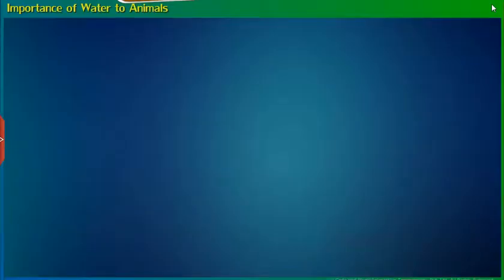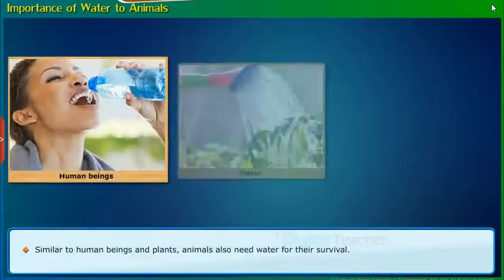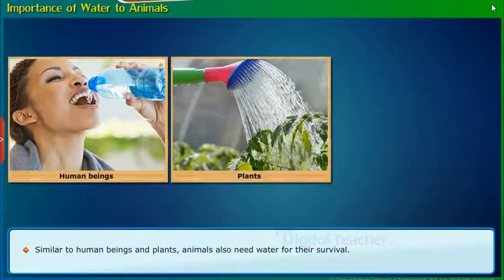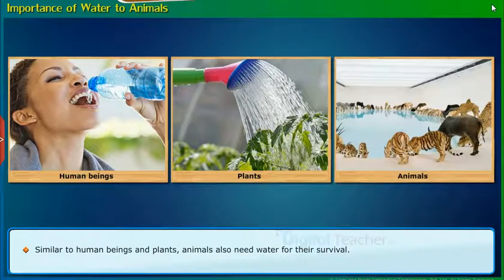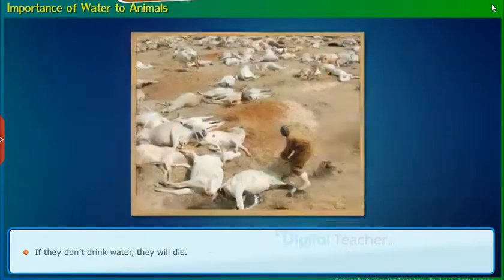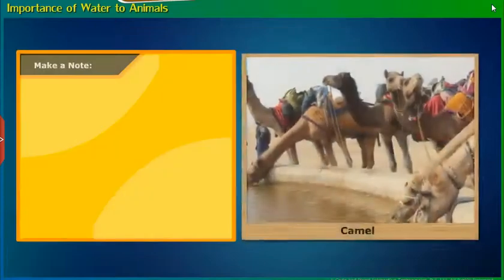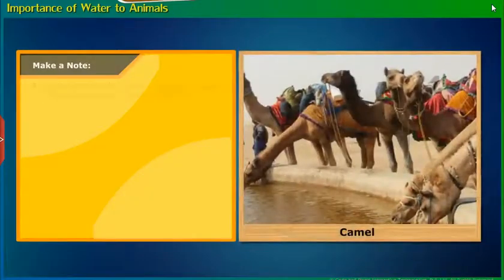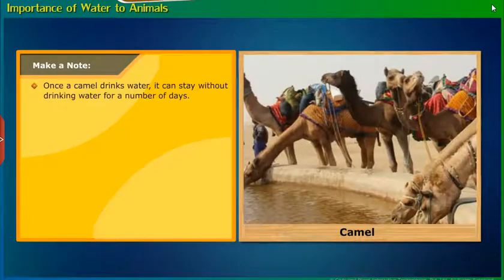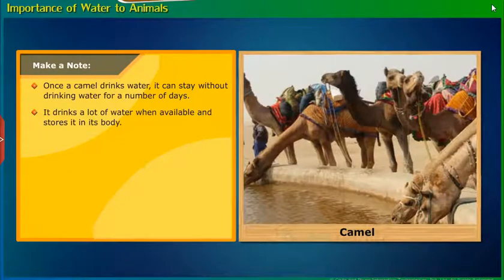Now, let us know the importance of water to animals. Similar to human beings and plants, animals also need water for their survival. If they don't drink water, they will die. Make a note. Once a camel drinks water, it can stay without drinking water for a number of days. It drinks a lot of water when available and stores it in its body.